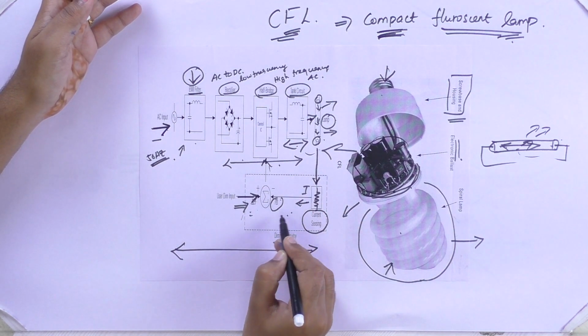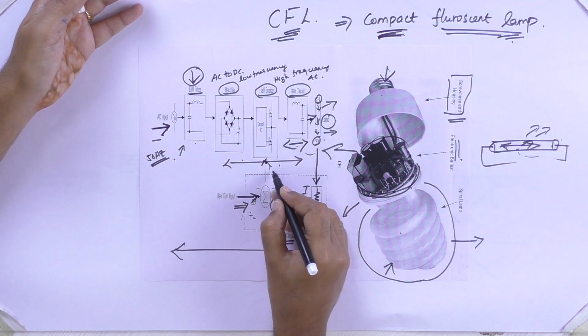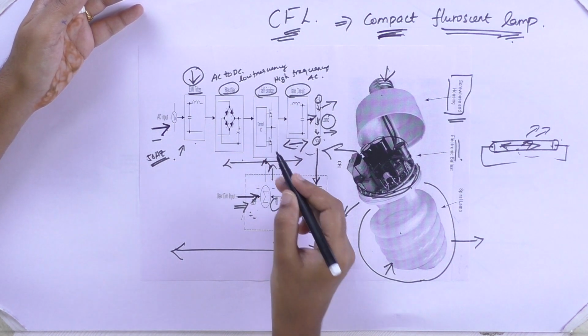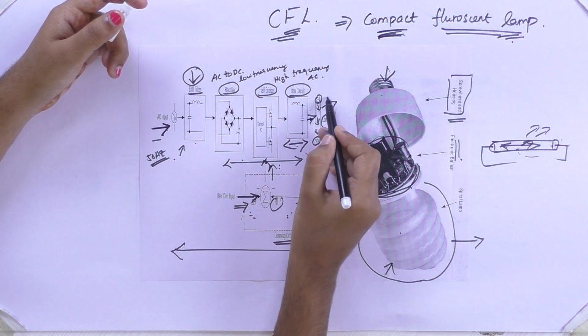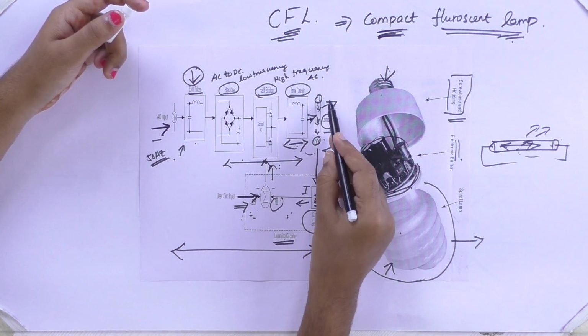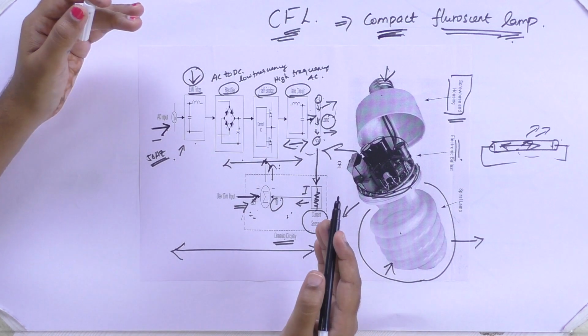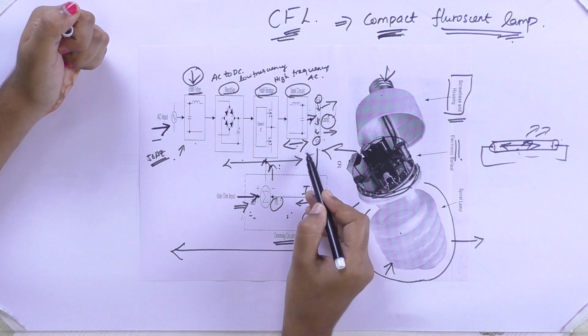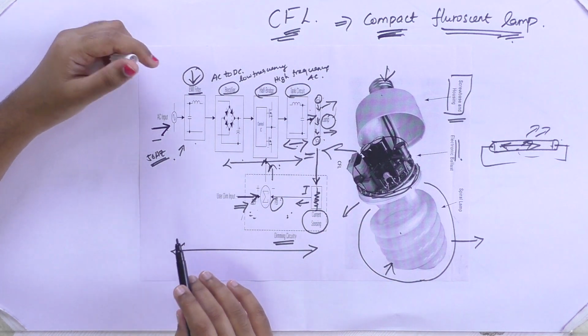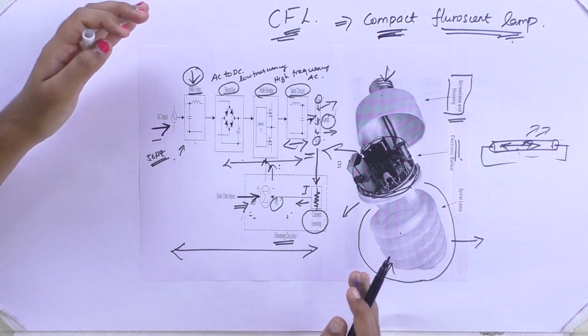So these two will be continuously measured, and the error will be given to the bridge rectifier. This will reduce the amount of power and the amount of current flowing through the lamp. So your light gets dimmed, or your light power consumption is controlled in the control circuit. This is how your compact fluorescent lamp works.